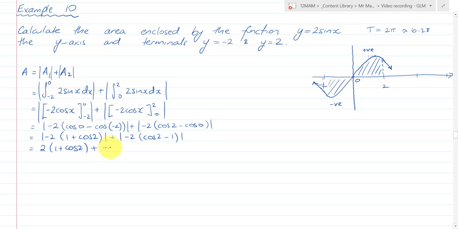We get plus -2 cos 2, and then plus 2. We expand, we get 2 plus 2 cos 2 minus 2 cos 2 plus 2, and that's equal to 4 units squared. So that would actually be quite a nice question because we didn't have to rely on the calculator, even though I thought we were heading there. But that works out quite nicely.